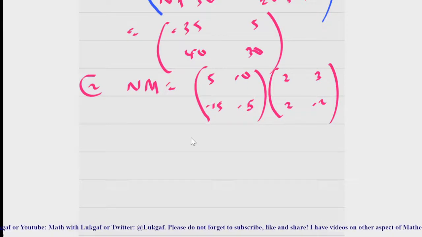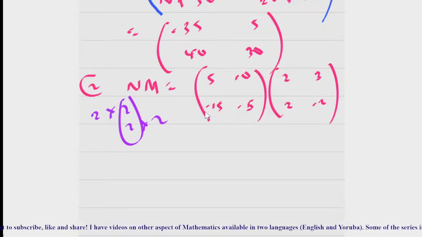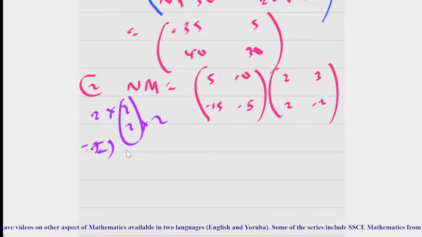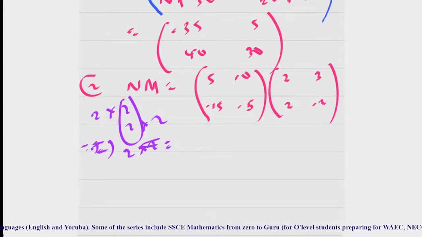Now, if you want to do this, first of all, check whether they are defined. Can you multiply them together? What is the order of n? 2 by 2. m is also 2 by 2. It means they are defined, they are conformable. The product of the two matrices will give rise to a matrix of order 2 by 2. Okay, let us multiply them together again. Your n multiplied by m will be what?